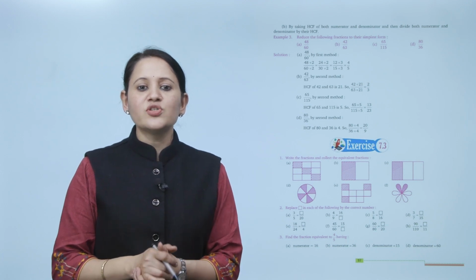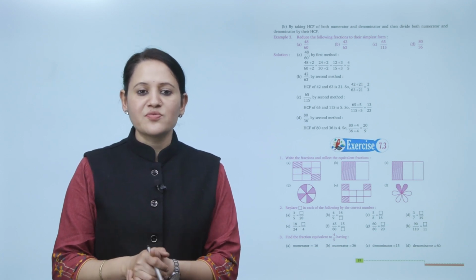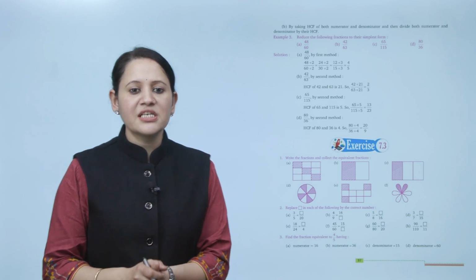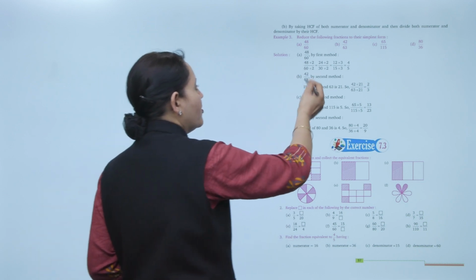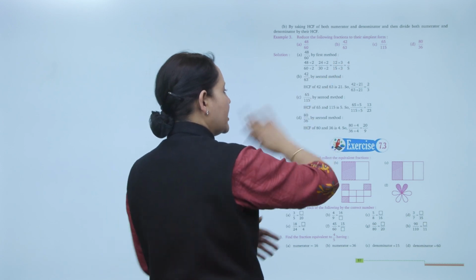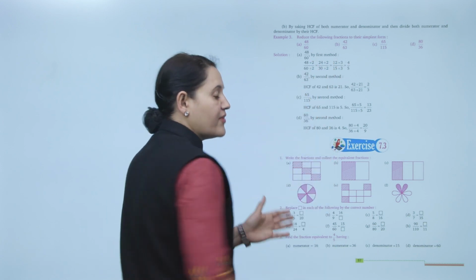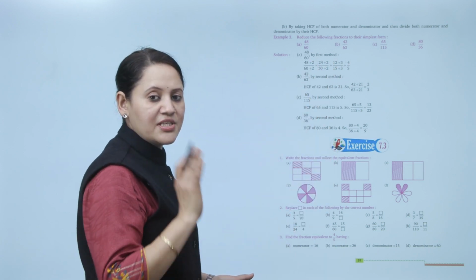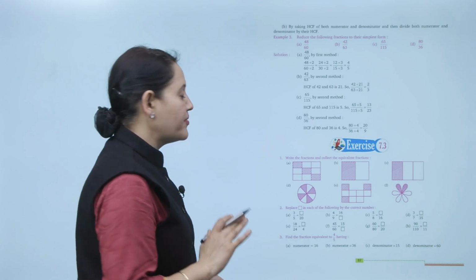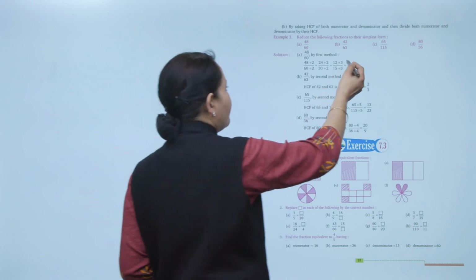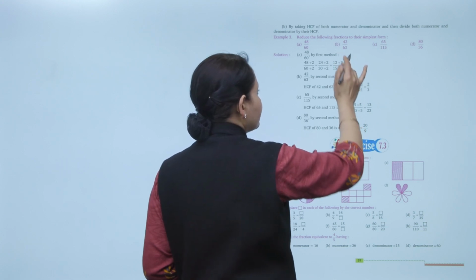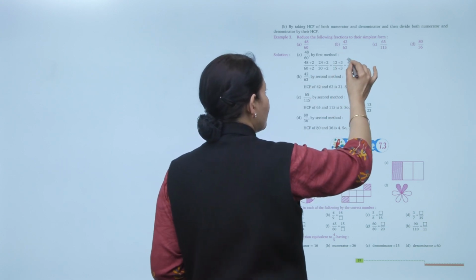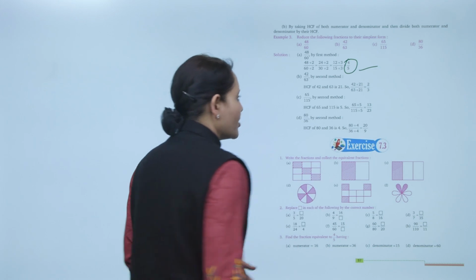Let's take an example. Reduce the following fractions into their simplest form. First is 48/60. So by the first method, first we'll divide by 2, again we'll divide by 2, and we keep dividing until we get a fraction in which the numerator and denominator have no common factor other than 1. So we'll get 4/5 at the end, and now 4 and 5 have no common factor other than 1, so they are in simplest or lowest form.